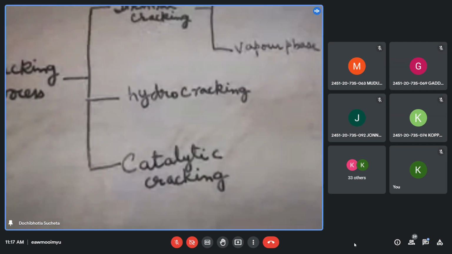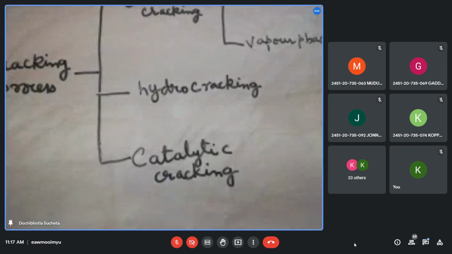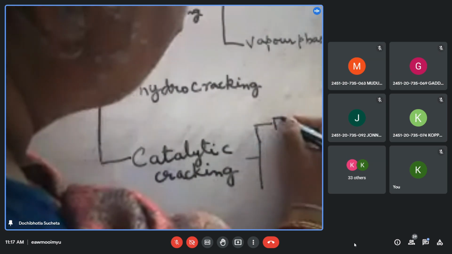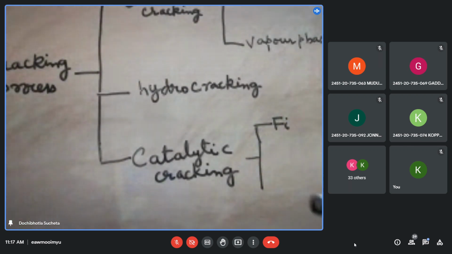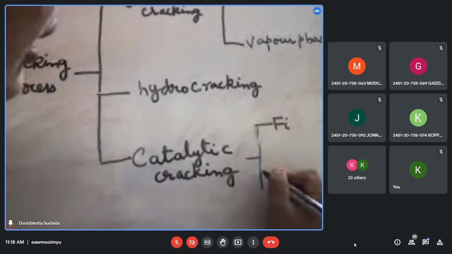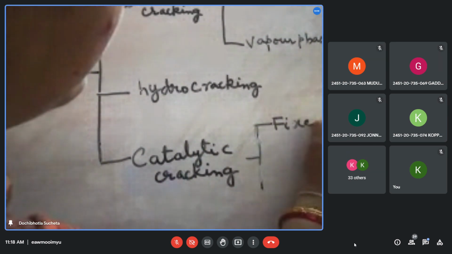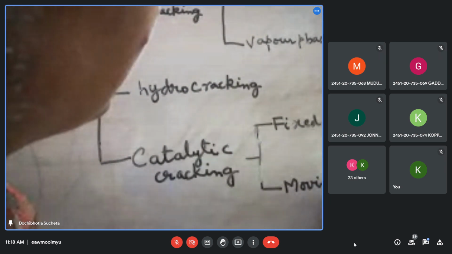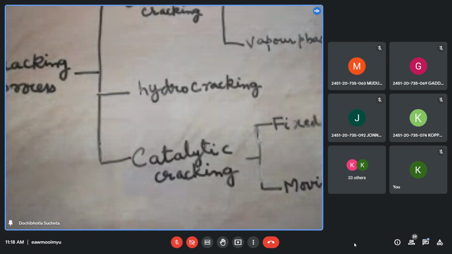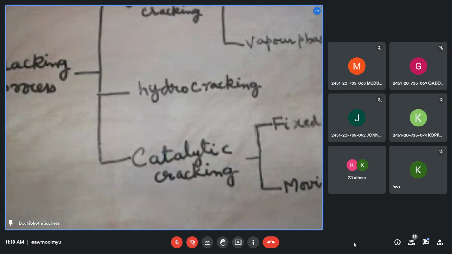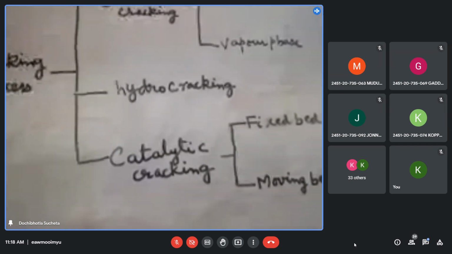The catalytic cracking, which is there in your syllabus, okay, is done by two methods. One is fixed bed catalytic cracking. The other one is moving bed catalytic cracking. As the name tells, I'm using the catalyst along with temperature and pressure. The catalyst will reduce the pressure, will reduce the temperature, will fasten the cracking time, and increase the quality of petrol. Okay, that's the role of the catalyst. So, the catalytic cracking is of two types, fixed bed. The other one is moving bed catalytic cracking. Okay, what you have in your syllabus is moving bed catalytic cracking.